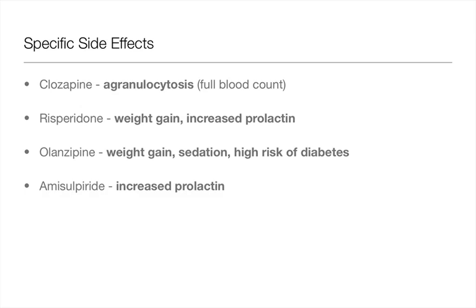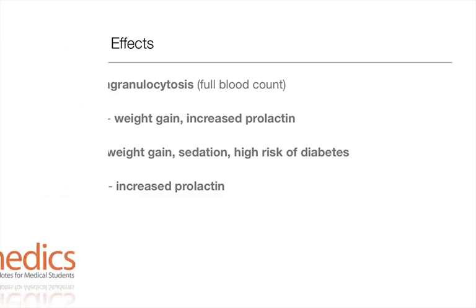Now, the other ones are risperidone, and this drug leads to weight gain and increased prolactin. Olanzapine is also known to cause weight gain, sedation, and actually has been linked to a high risk of diabetes. Amisulpride, I'd say the most notable side effect with this drug would be its increased prolactin.